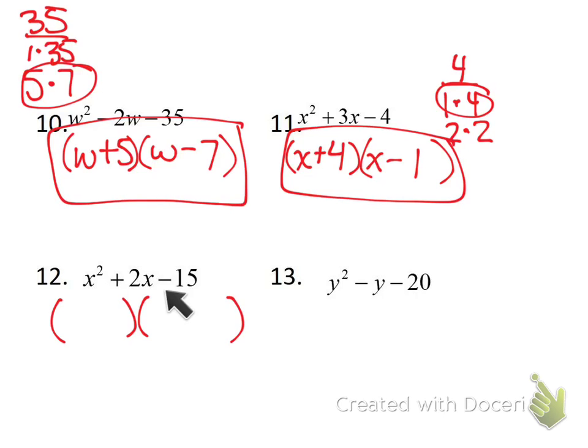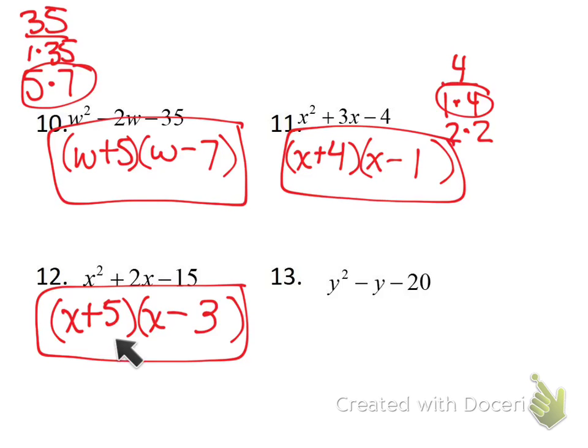Again, if we have a minus C in the back, our signs are going to be plus and minus. My factors of 15 that are 2 apart would be 5 and 3. Which number should get the plus sign? The 5. The plus sign is in the middle, so the bigger number is the 5. The smaller is the 3.